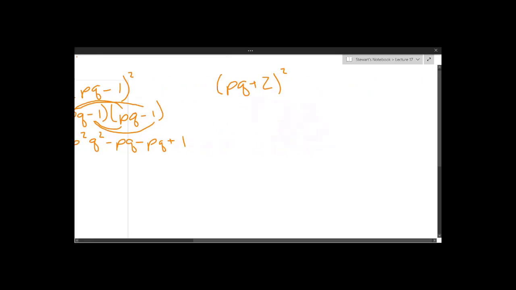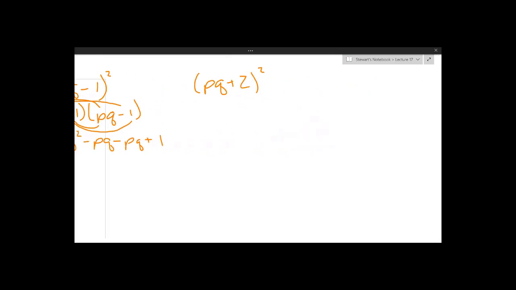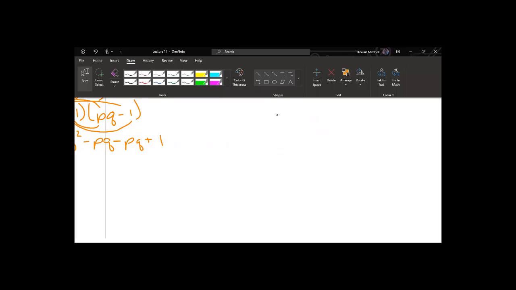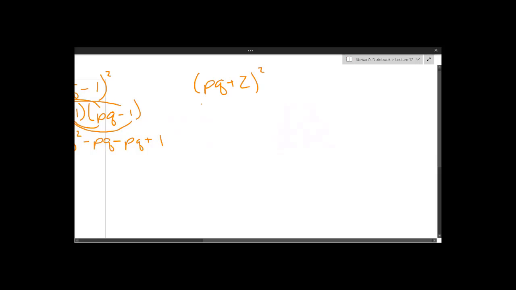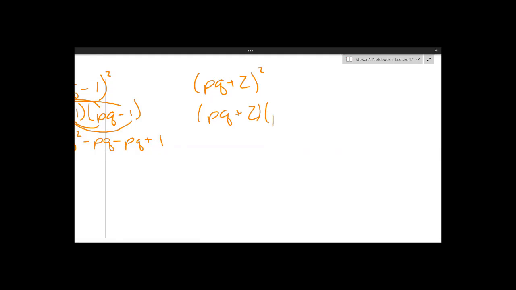Okay, so we have pq plus 2 quantity squared. Okay, so now we have pq plus 2 times pq plus 2. So the first, we have pq times pq. Same logic as last time. It's going to result in p squared q squared. And then outer is going to be pq times positive 2, so plus 2pq.